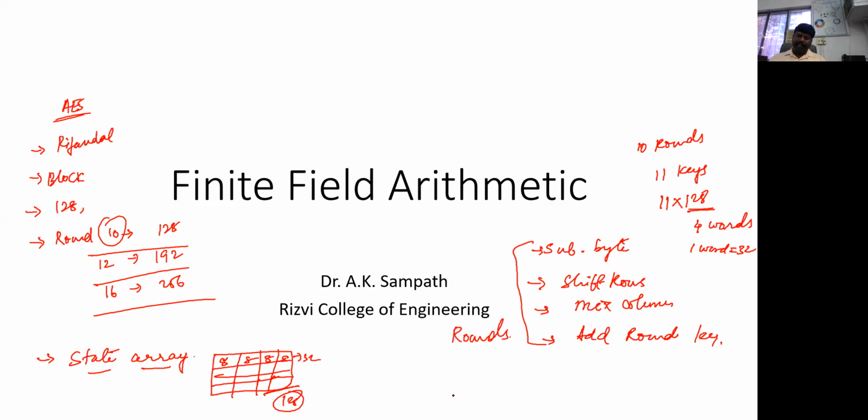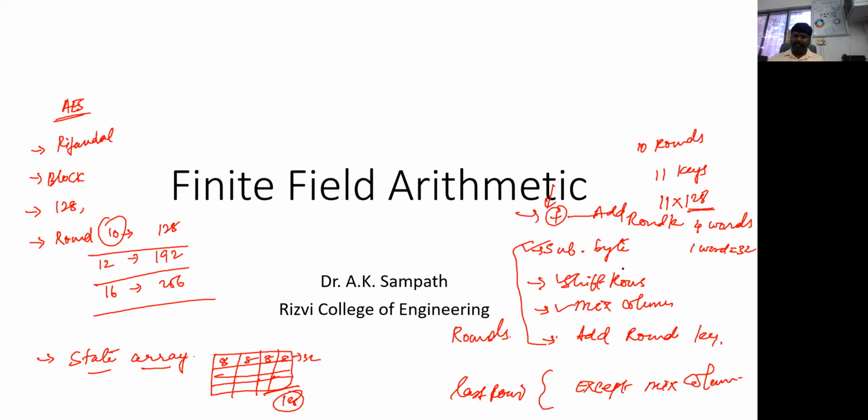When it comes to the last round, there will be only 3 operations, except mix columns. Prior to round 1, we have add round key with the plain text. I hope this is clear, right? I also explained the detailed operations performed in each transition: substitute bytes, shift rows, mix columns, and add round key.